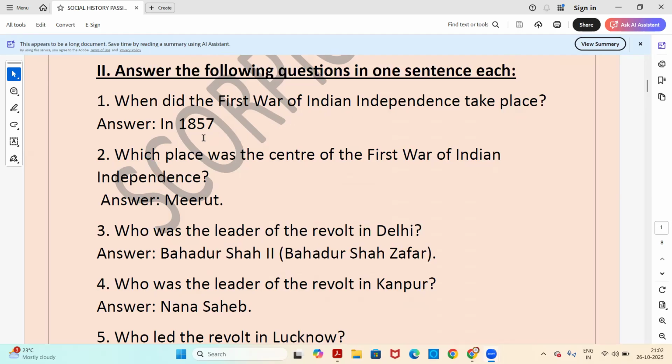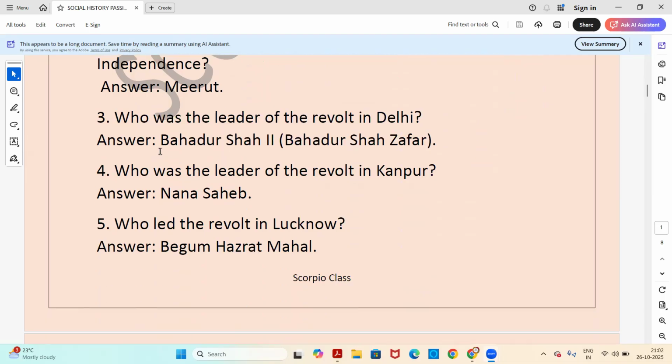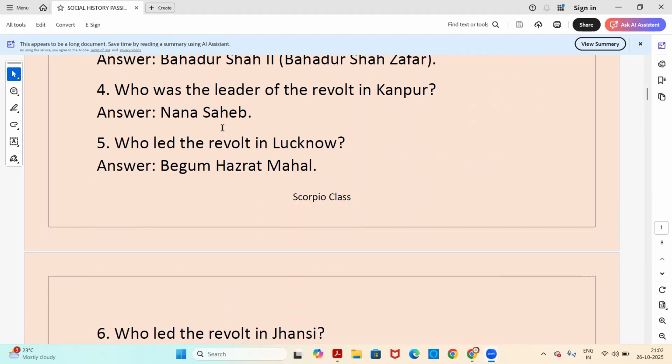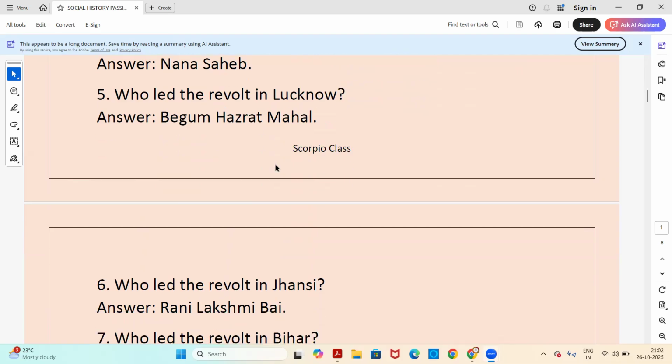Okay, let's continue. First one, when did the first war of Indian independence take place? Answer, in the year 1857. Second, which place was the center of the first war of Indian independence? Answer is Meerut. Third, who was the leader of the revolt in Delhi? Answer, Bahadur Shah II or Bahadur Shah Zafar. He is also known as Bahadur Shah Zafar. Who was the leader of the revolt in Kanpur? Answer is Nana Sahib. Who led the revolt in Lucknow? Answer is Begum Hazrat Mahal.